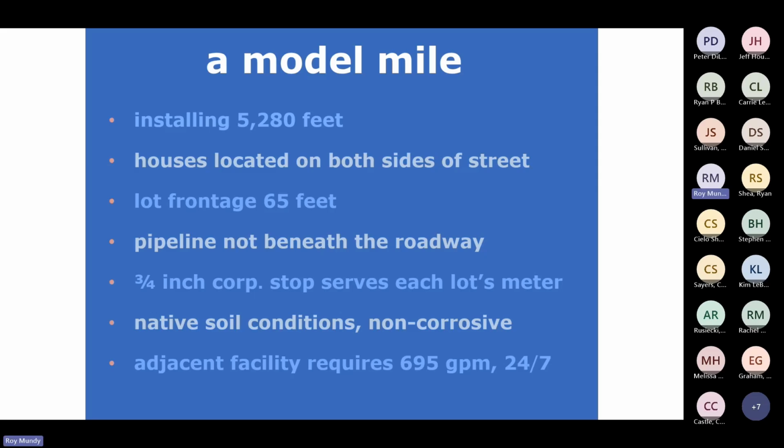Now, I will tell you up front, this model mile is representative of central Kentucky. It will vary, obviously, in certain ways with other parts of the country. It also encapsulates the fact that most of Tom's construction is done in new subdivisions. And so therefore, he lays typically 8-inch pipe. He puts it in subdivisions behind the curb. The lot frontage in those subdivisions for each lot is 65 feet.